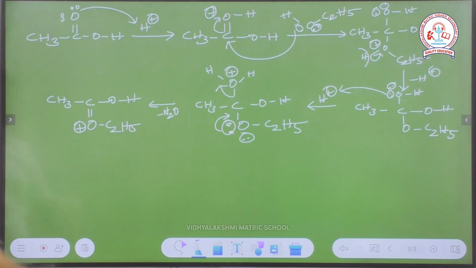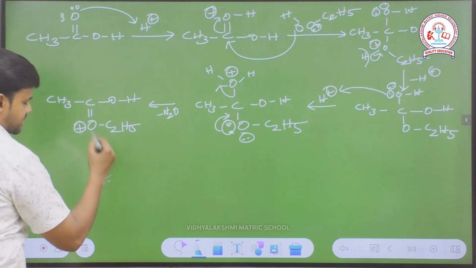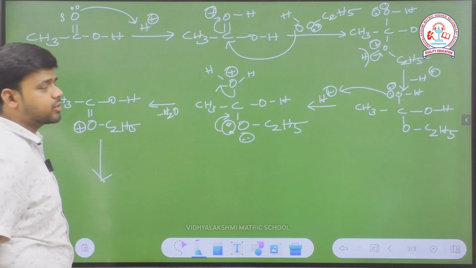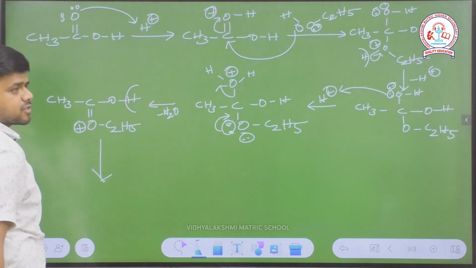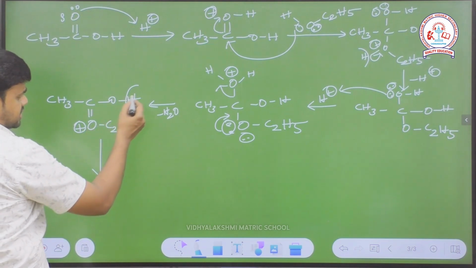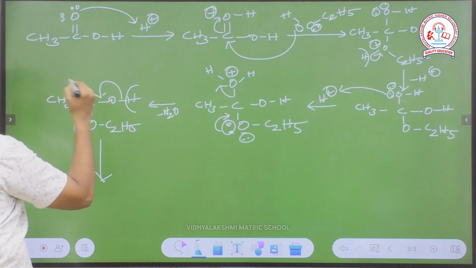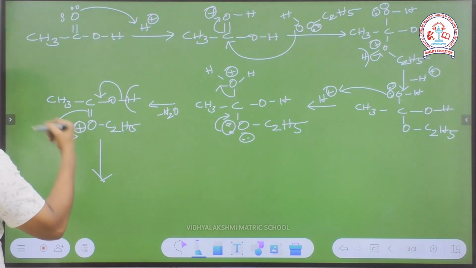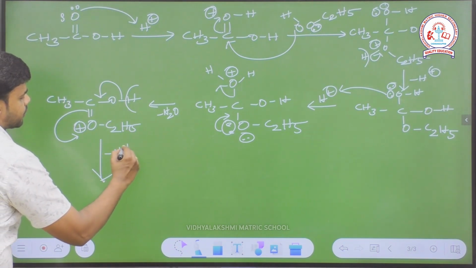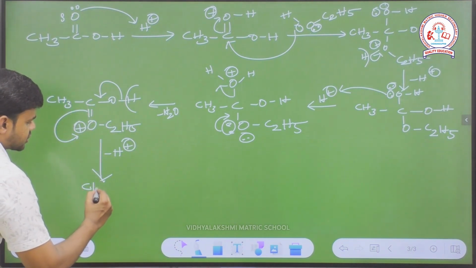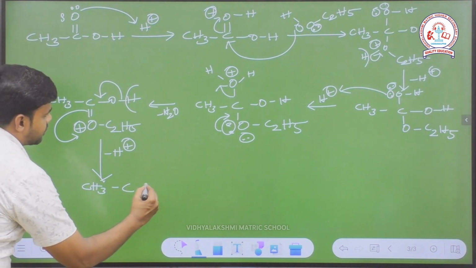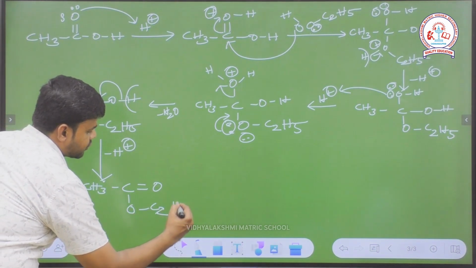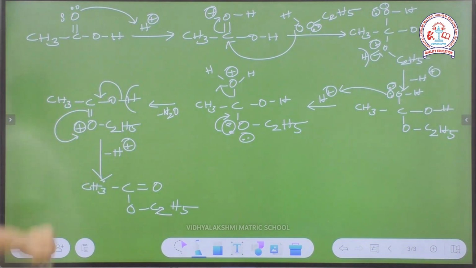Then the next step includes the C2H5OH, or rather the hydrogen which we have taken in the very first step has to be given back to the acid itself. So the hydrogen goes out as H plus. This bond will shift here, thereby a double bond is formed between the carbon and oxygen. The valency of the carbon turns 5, so this bond will shift and exist as a lone pair, and the hydrogen ion goes out. So the product is CH3, C double bond O, O, C2H5. So an ester is the product.